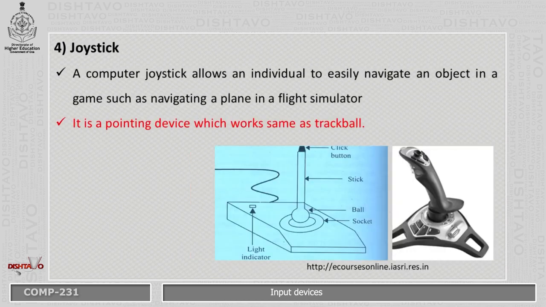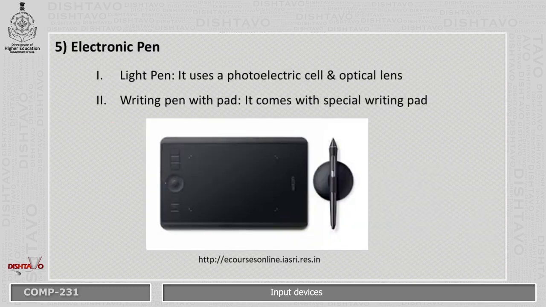Next is the joystick device. It is again an input device. It is a pointing device which works the same as a trackball. This type of device is mostly used for playing games. Next input device is the electronic pen. There are different types of pen like the light pen or writing pen with pad. It comes with a special writing pad as shown in this figure.